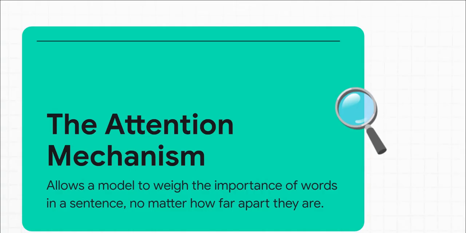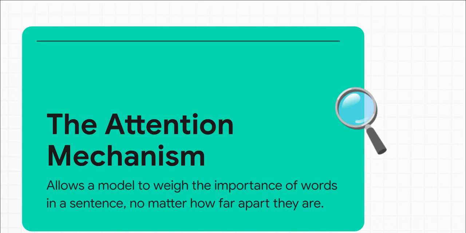So what was the secret sauce? It was this thing called the attention mechanism. Now get this, instead of reading a sentence one word at a time sequentially, this new method allowed the model to see the entire sentence all at once. It could instantly look at every word and figure out how important it was to every other word, no matter how far apart they were.